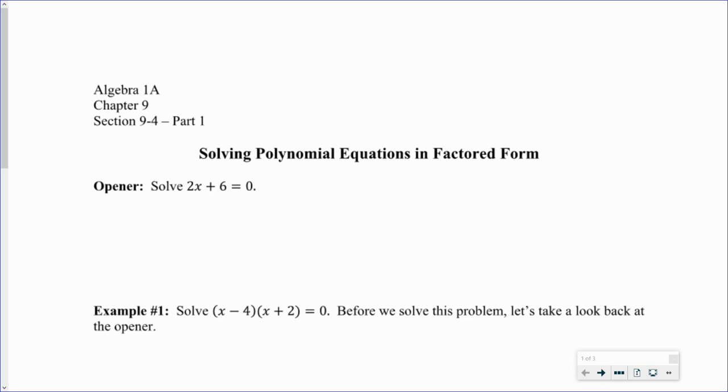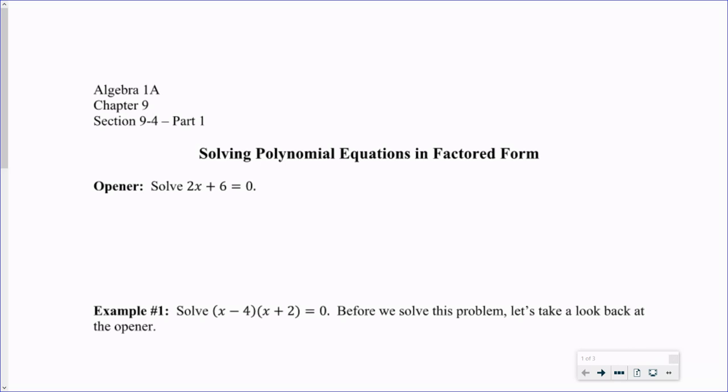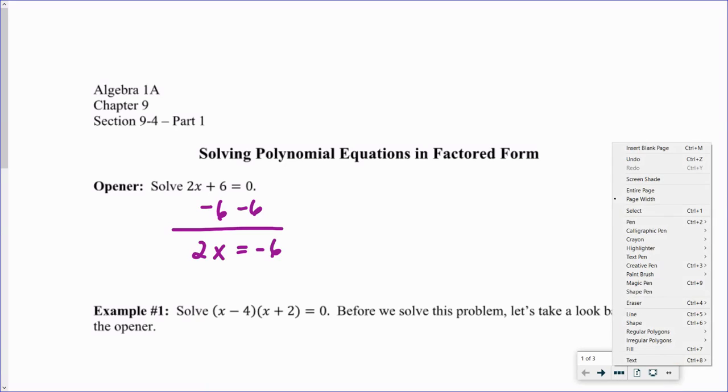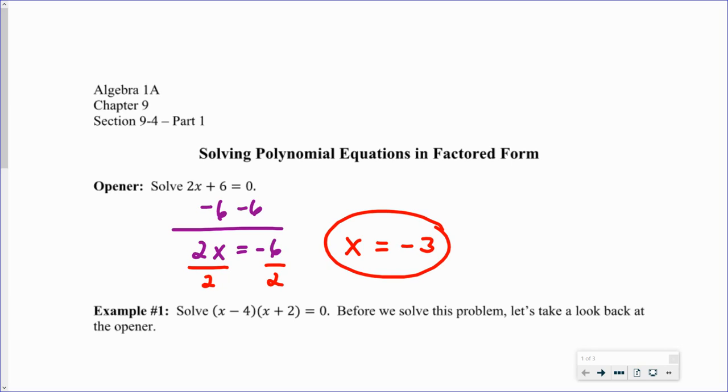So let's get started. All right, let's take a look at the opener, and we're asked to solve the equation 2x plus 6 equals 0. Now you guys are all really good at solving these types of equations, so we're just going to quickly go through it. We're going to subtract 6 from both sides of the equation and get 2x equals negative 6. And then we'll divide both sides of the equation by 2. And we're going to end up with x is equal to negative 3. So not a big surprise there.